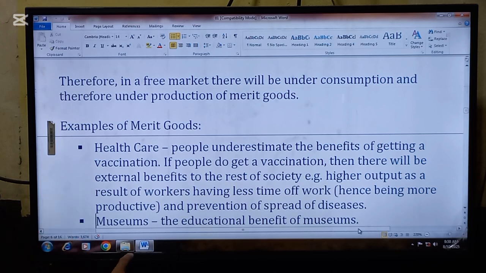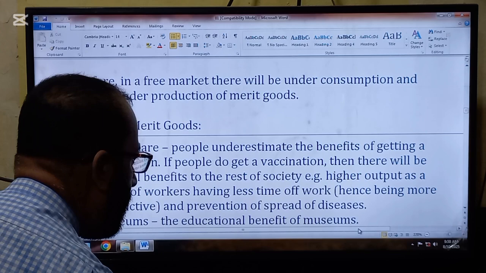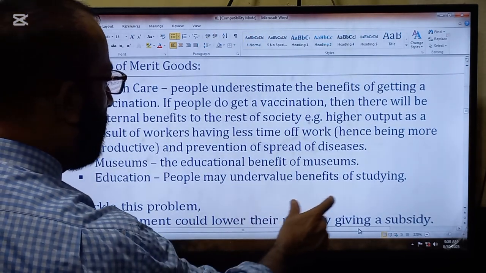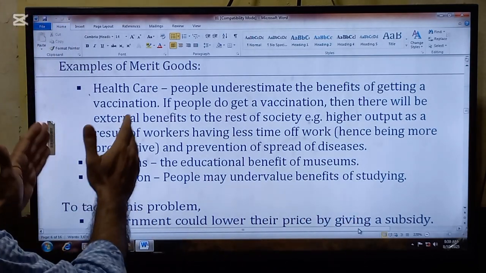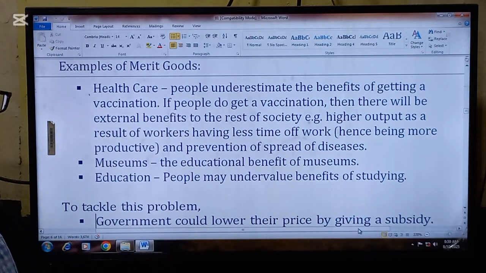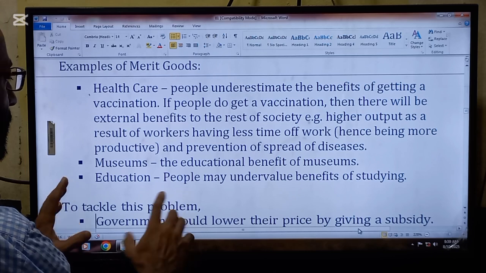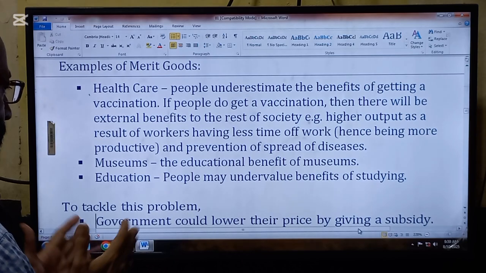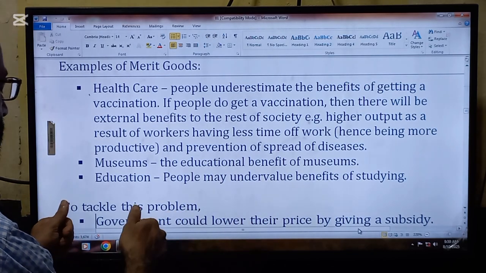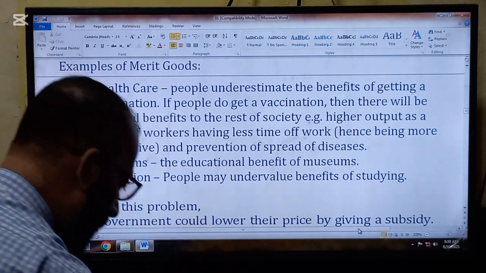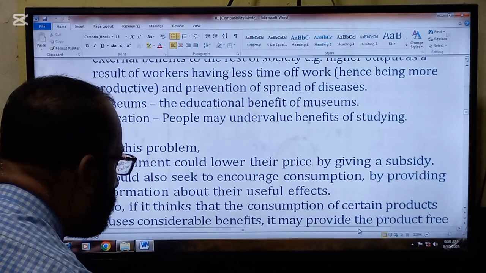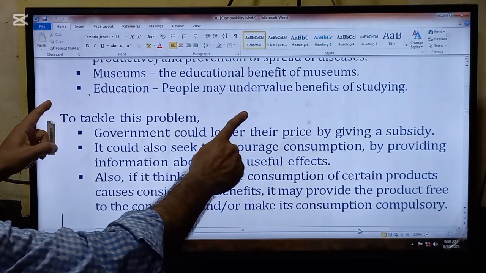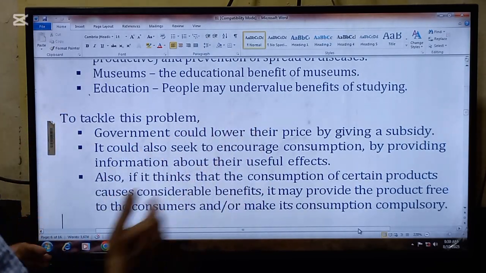Number two is the museum, the educational benefits of museums. And number three is education. People may undervalue the benefits of studying. So these are the three best examples of merit goods, because if people are educated, they will produce quality and best products for society, as well as they will be mannered and they understand things better as compared to others. So these are the benefits of education to society also.